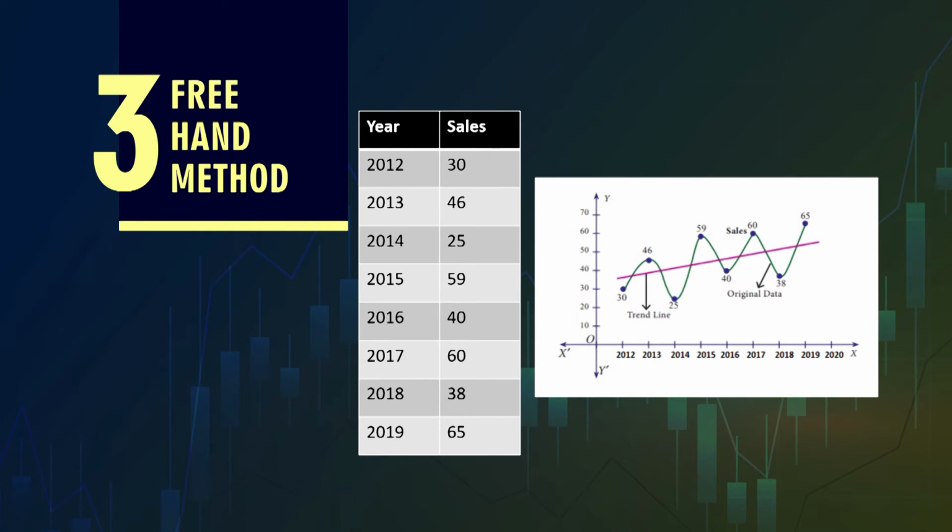So the original data is this, and we have made the trend line, which is drawn by the freehand method and can be extended to predict the future values of the given data. However, the method is subjective in nature.